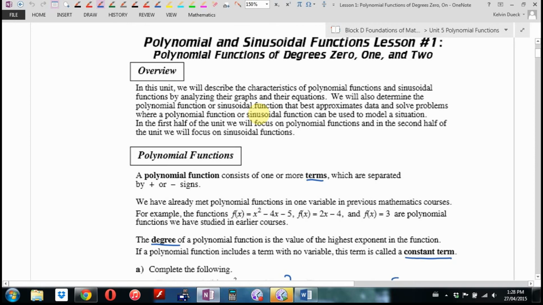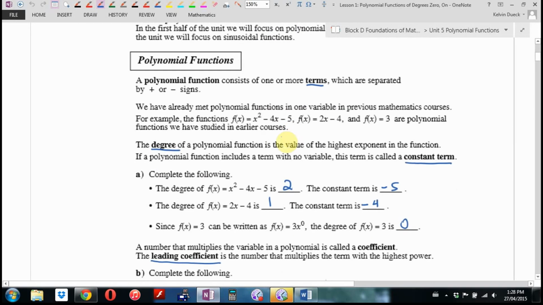So last lesson, we redefined what a polynomial was. We said a polynomial is several terms separated by plus or minus signs. I should be fussy. Polynomials can't have weird stuff in them. For example, the x can't be inside a square root or a logarithm or anything. In fact, what we really say is the exponents on the x have to be whole numbers.